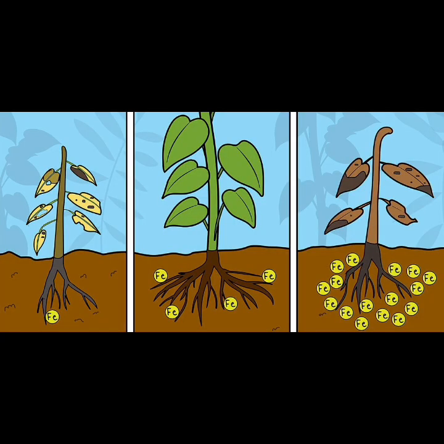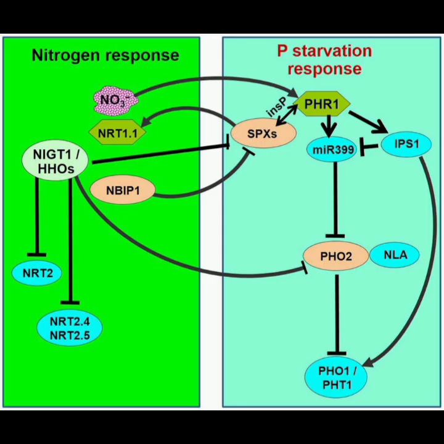Once inside the root cells, the ions are transported to the xylem and then distributed throughout the plant via transpiration pull. Deficiency symptoms in plants.